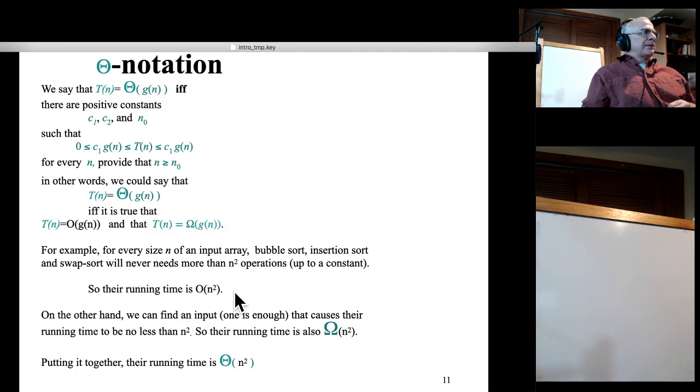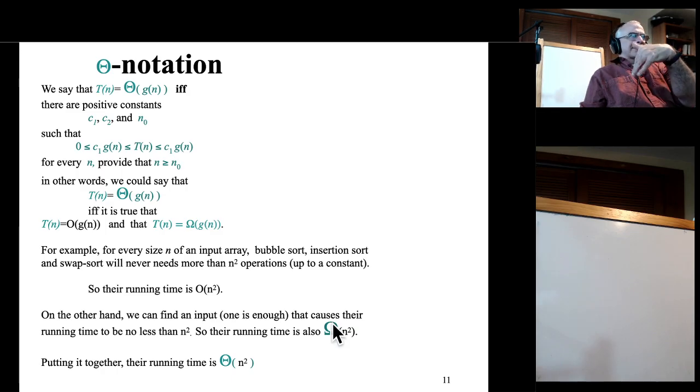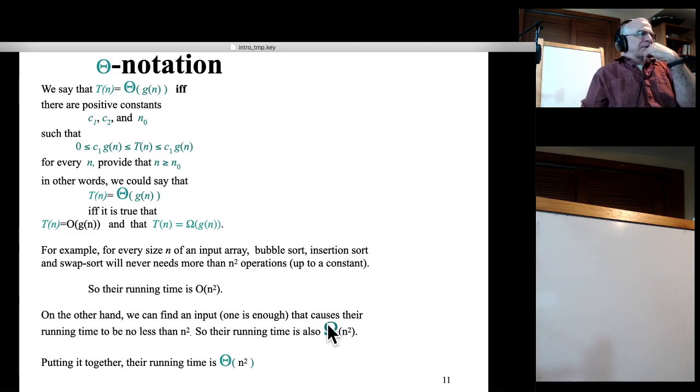Order of n square. On the other hand, for each one of these three algorithms and for every n that you have in mind, I can always generate an input such that the running time will be no less than n square. A common example would be if the array is sorted in decreasing order, and now I want to sort it upward. Usually that's the worst input to all these algorithms. So there is some input that causes the algorithm to run in at least omega of n square.